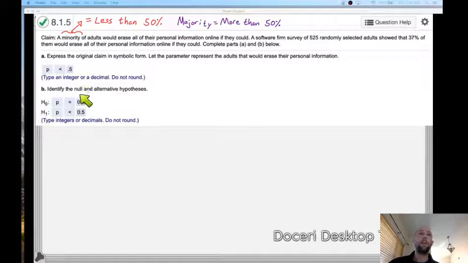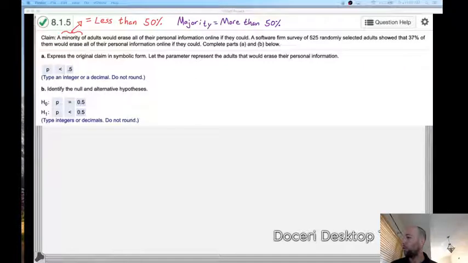We are testing the null value then, since the null always has to include equality and contradict the alternate hypothesis. We use the same number of 0.5 and set our null equal to 0.5. Our p hat from our test statistic computation is going to be 0.37 because that's coming from the sample. That p hat variable in the test statistic formulation is going to be coming from the sample of 525 people. So we're going to need that sample size and that percentage in computing the test statistic.